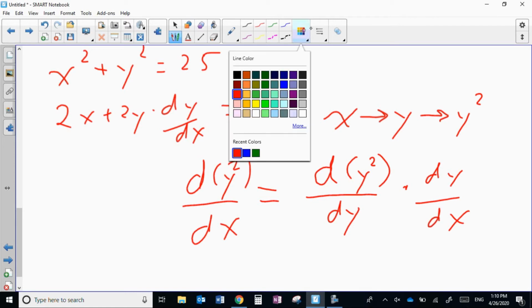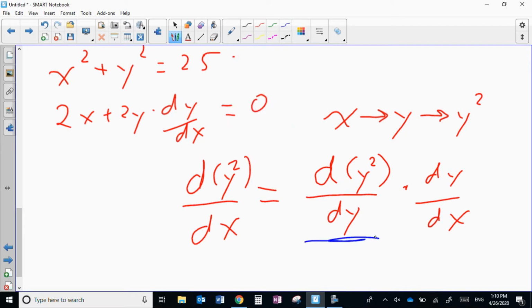So let's just match that up. This right here corresponds to this value right here. And then, of course, this right here corresponds to this right here. And that's why it works.